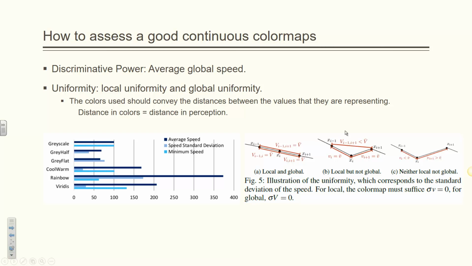And these three plots show the following. Plot A shows both local and global uniformity. We can see the distance between these two points and these two points is equal to the average global speed. But in the next one, these two have the same distance, but the distance between these two points is longer than these two. So this plot shows local but not global uniformity. This one shows neither global nor local uniformity.